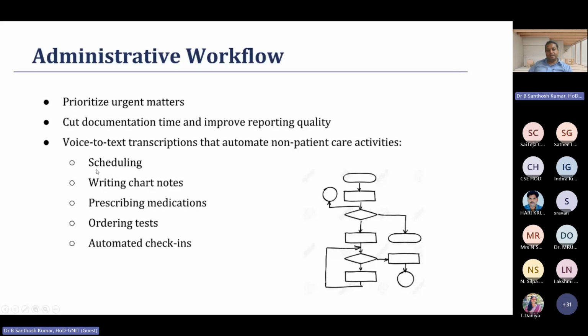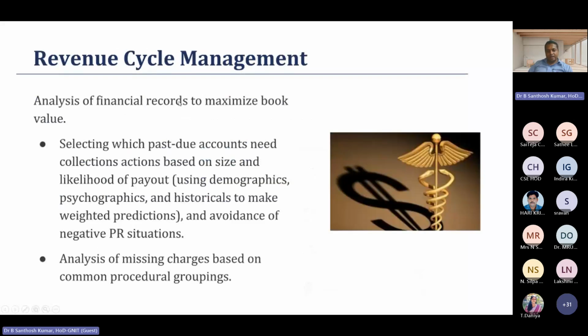So scheduling is easy, writing chart notes, prescribing medication, ordering tests, automated check-ins, etc. Then revenue cycle management, which analyzes financial records to maximize book value. It selects which past due accounts need collections action based on size and likelihood of payout, etc., and analyzes missing charges based on common procedural grouping.